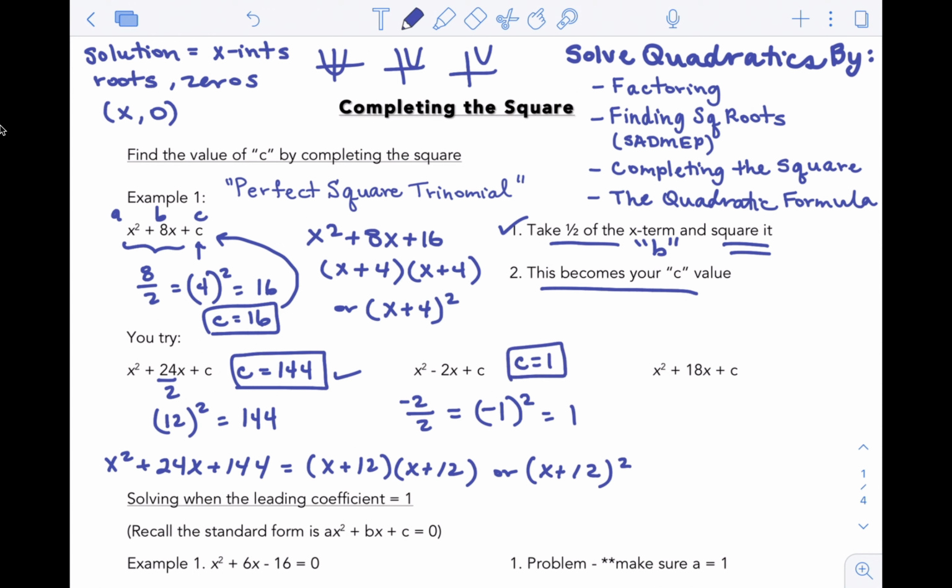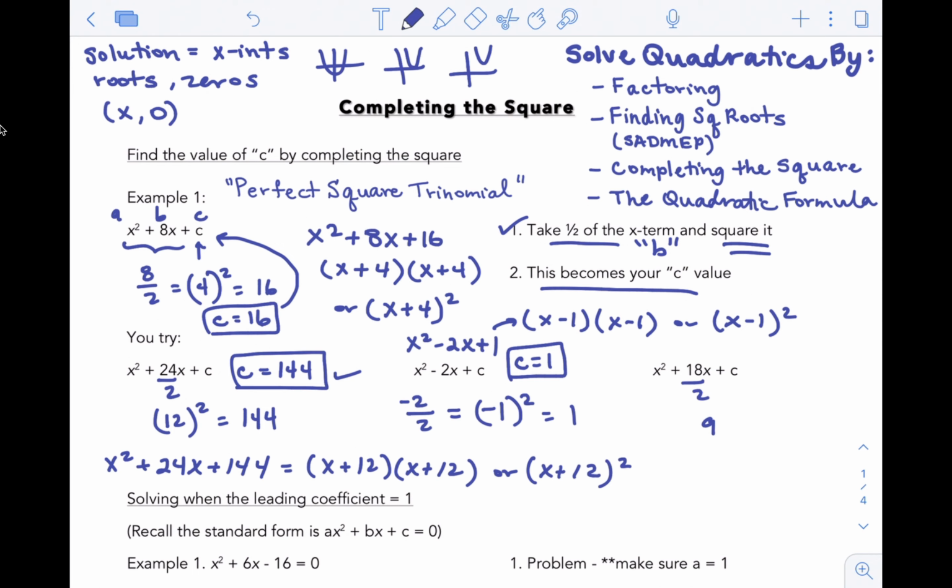c equals positive 1. So x squared minus 2x plus 1 is in fact a perfect square trinomial. And I know that because if I take it the extra step, that would be x minus 1 times x minus 1, or x minus 1 squared. The reason why it's a perfect square trinomial is because it is factored into the same thing times the same thing. So here we go, last example.